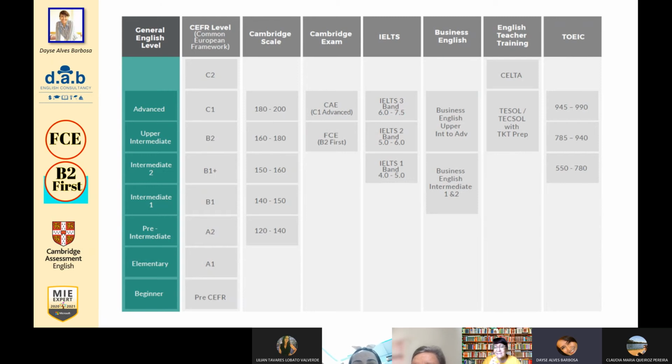I had some students who saw this difference, but I didn't see the certificate. I have to look for it. And then here we have the IELTS bands and business English. They also have exams for business English.